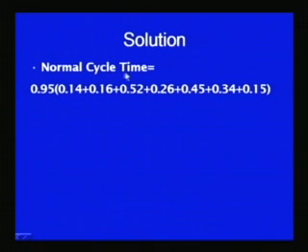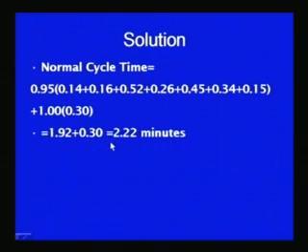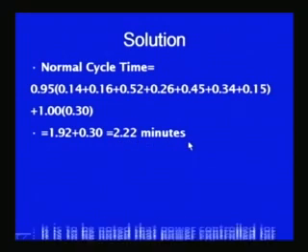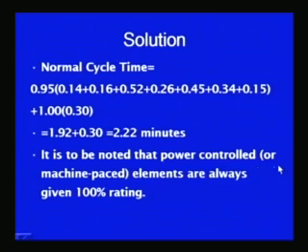To arrive at the normal cycle time, the 0.95, that is the 95% performance rating, is multiplied with the actual observed time values for the 7 elements, and the 100% performance rating is multiplied with the actual observed value for the power controlled element. The sum of these gives the total normal cycle time of 2.22 minutes. It should be noted that power controlled or machine paced elements are always given a 100% rating factor.